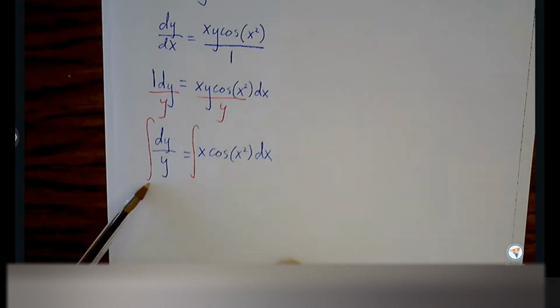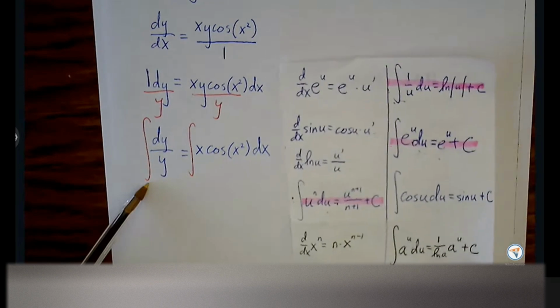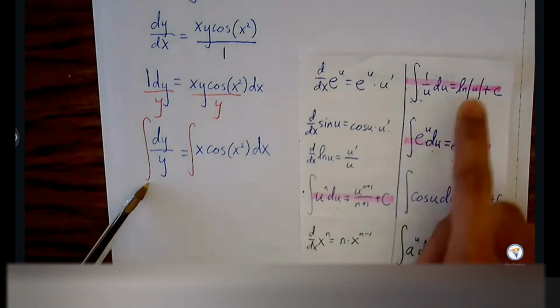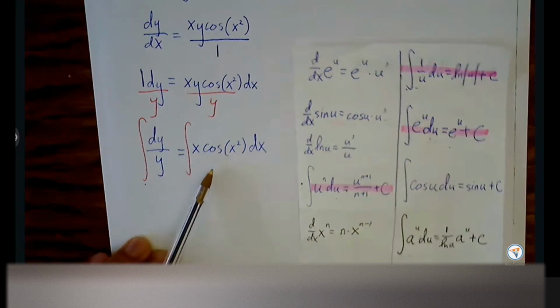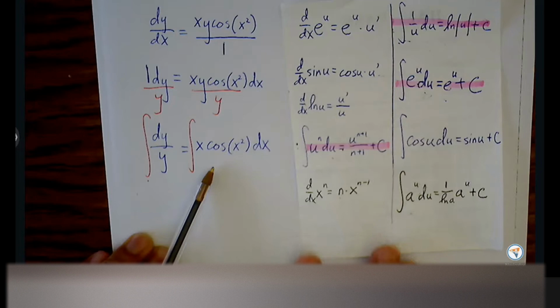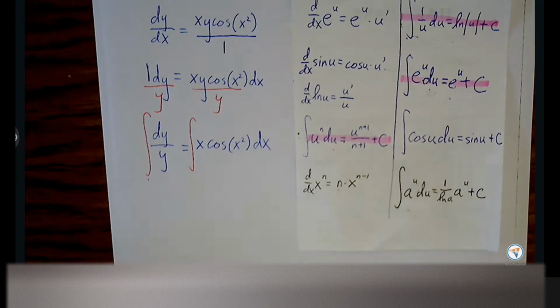The left side, if you can recognize that as just 1 over u du, then we can tell that this is just going to be a nice application of natural log. So that's pretty easy. But the right side, what do you notice about the right side? Is there a rule that we can match, and what process do we have to go through?